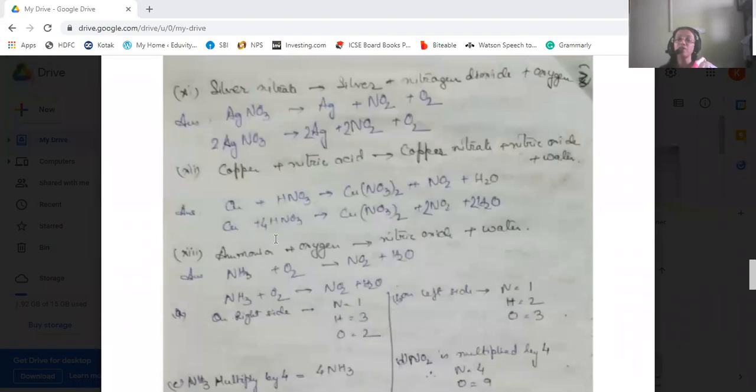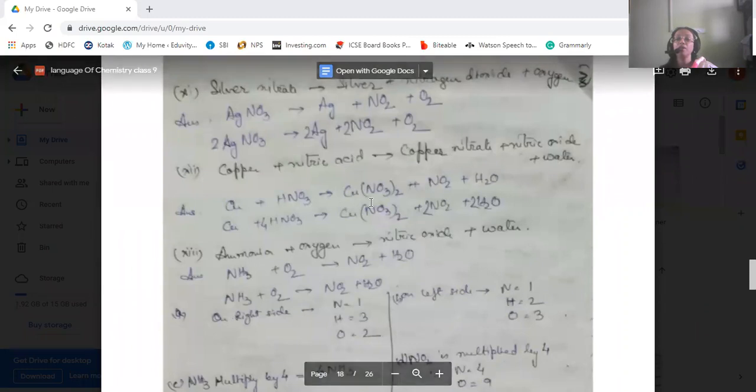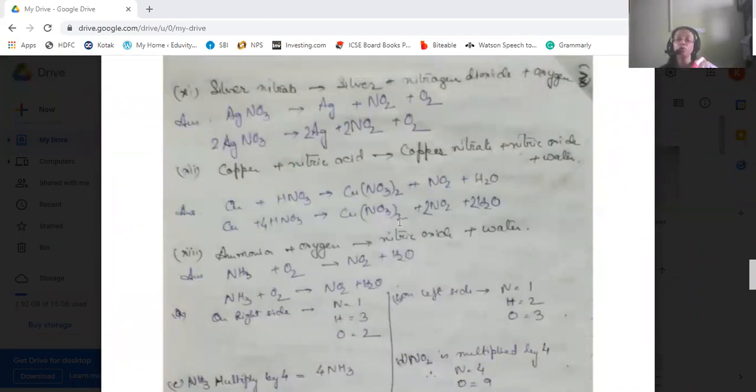Then copper plus nitric acid gives us copper nitrate plus nitrogen dioxide and water. Cu plus HNO3 gives Cu(NO3)2 plus NO2 plus H2O. So Cu plus 4HNO3 gives Cu(NO3)2, 2NO2 plus 2H2O. Again, if you want to check how it is balanced, please check on the reactant side and the product side atoms, and then multiply accordingly.